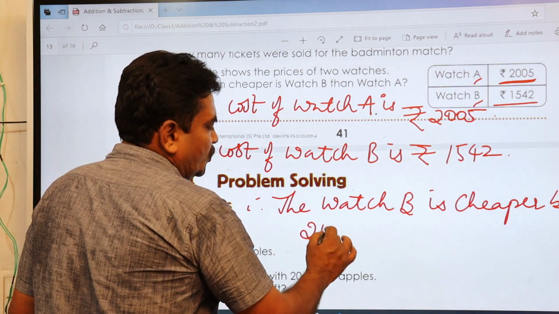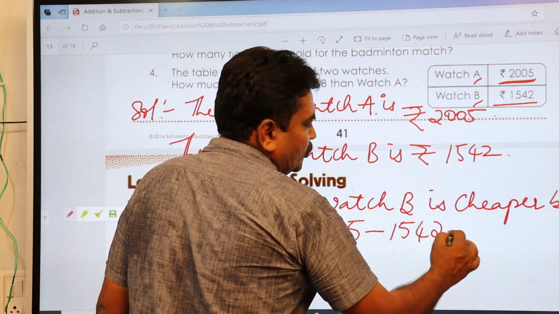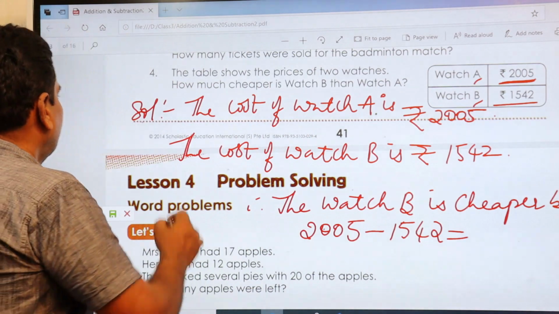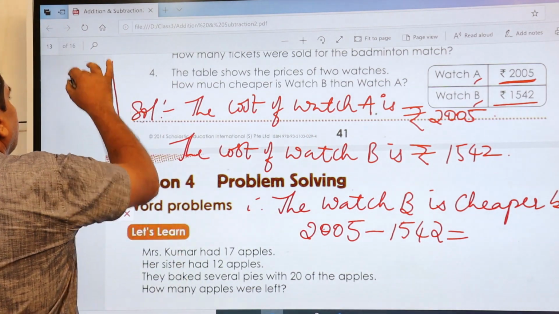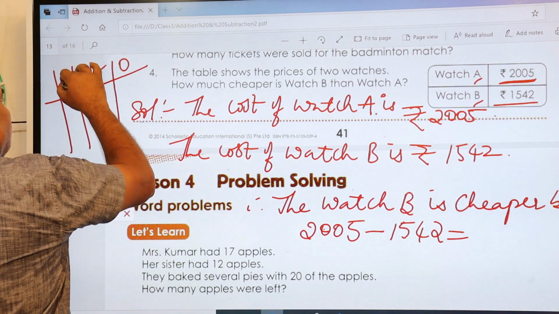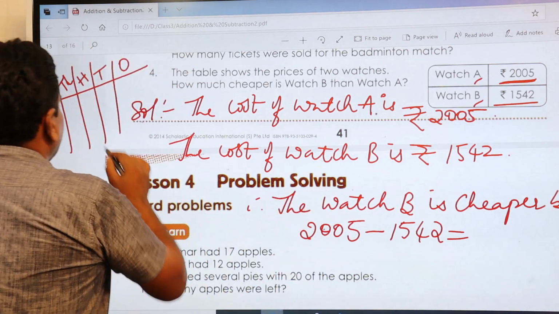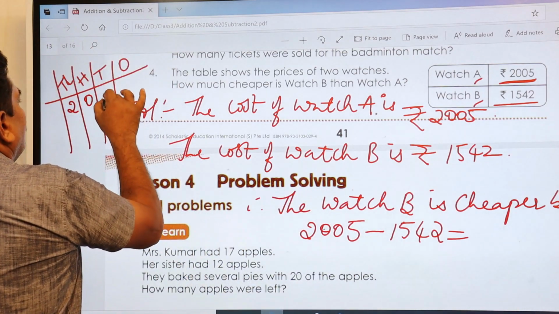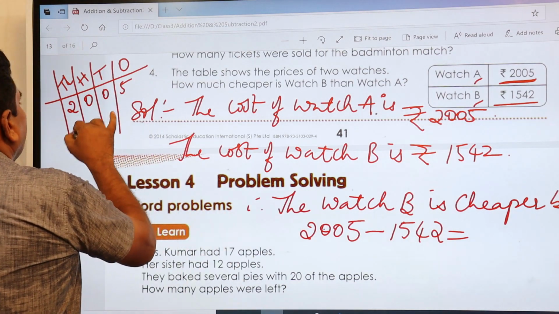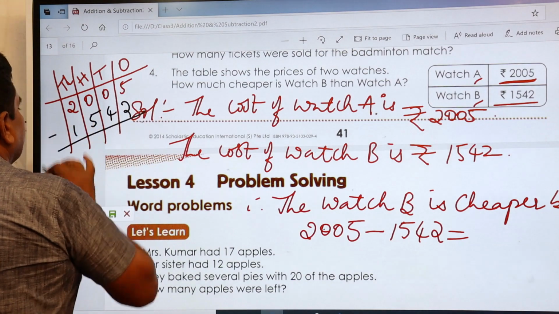You have to subtract 1542 from 2005, that is 2005 minus 1542. Let us do this in a tabular form, so that you can do it. This is ones, tens, hundreds and thousands. First, the cost of watch A is 2005, and second one is 1542. We just subtract it.